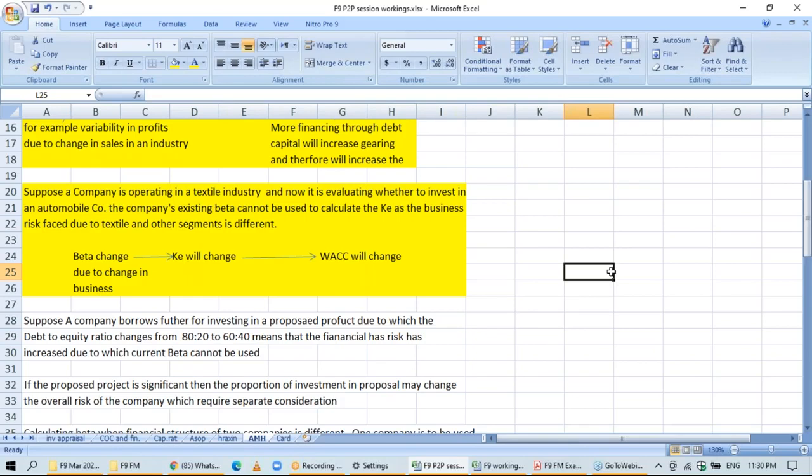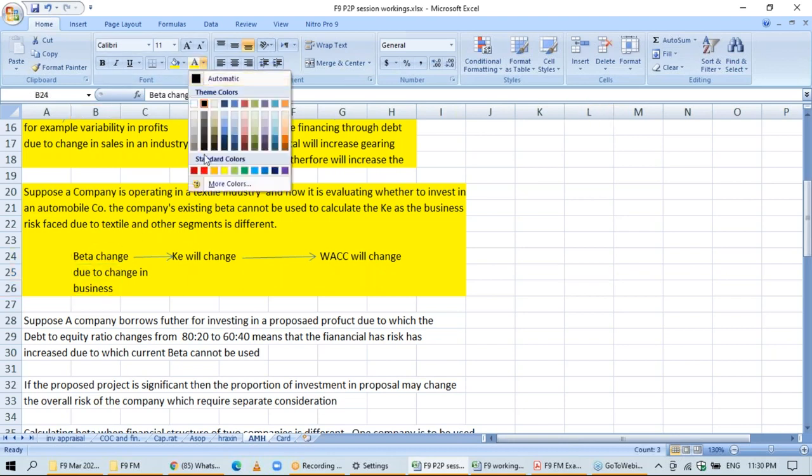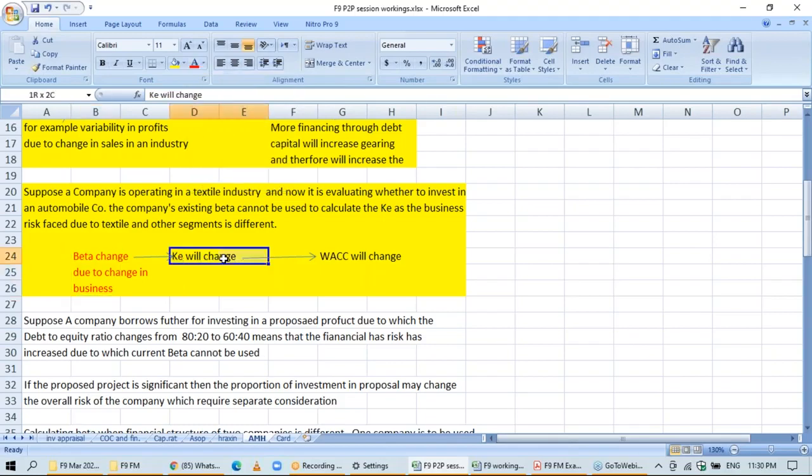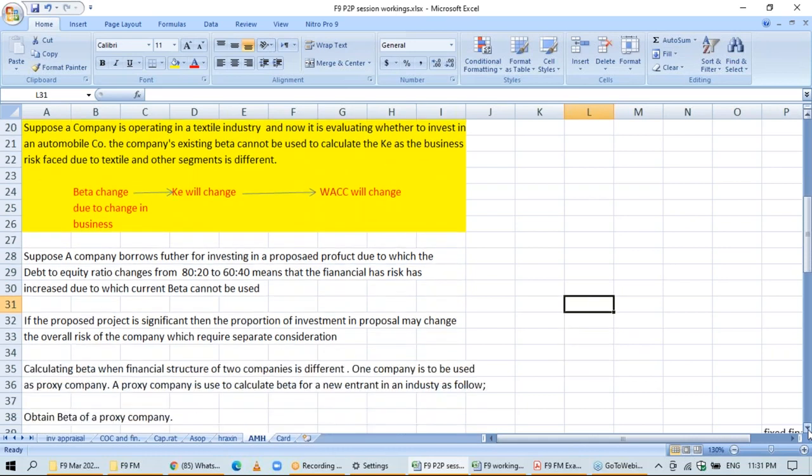The company's existing beta cannot be used to calculate the cost of equity, as the business risk due to textile and the other segment is different. So beta changes due to change in business. If the business changes, the beta will change. So if beta changes, the cost of equity will change according to the above formula, and the WACC will also change. So what does this mean? That all projects you are planning to invest in will not be discounted with the same discount rate. The discount rate for different projects in different industries will be different.